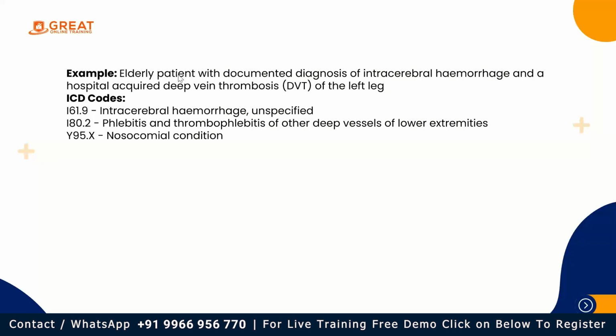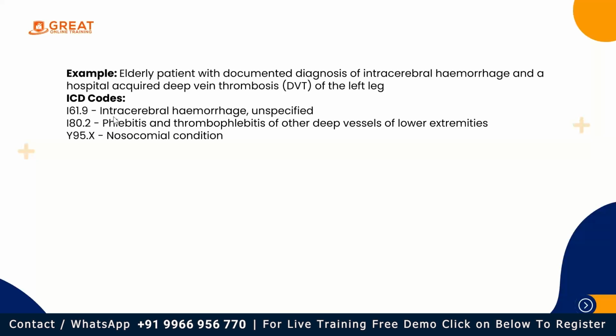So, an example: an elderly patient with a documented diagnosis of intracerebral hemorrhage and a hospital-acquired deep vein thrombosis, also known as DVT, of the left leg. Here, the physician has already mentioned that the patient is diagnosed with intracranial hemorrhage. Okay, and he is admitted, and now he has hospital-acquired DVT of the left leg. Okay, so we need 3 codes.